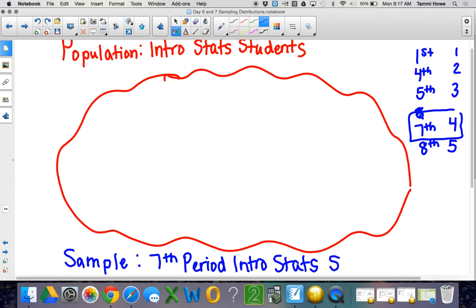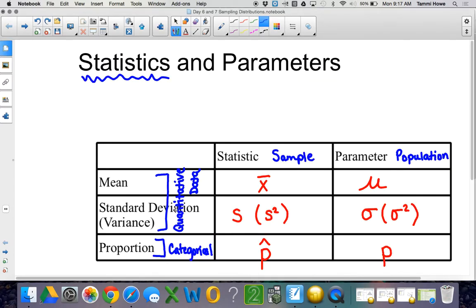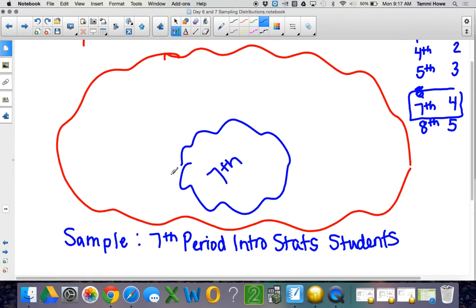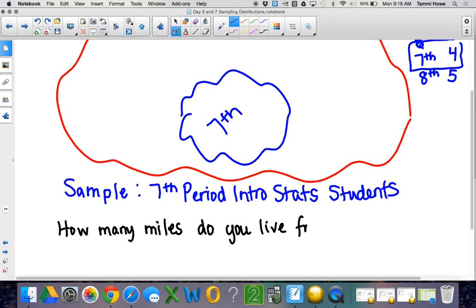will be seventh period intro stat students. And now I decide to ask them a question. So seventh period intro stat students, here they are right there. That's seventh period. So I go and ask them a question, and I could ask them something that is quantitative, or I could ask them something that's categorical. So I could say, how many miles do you live from school? You live from U Prep.